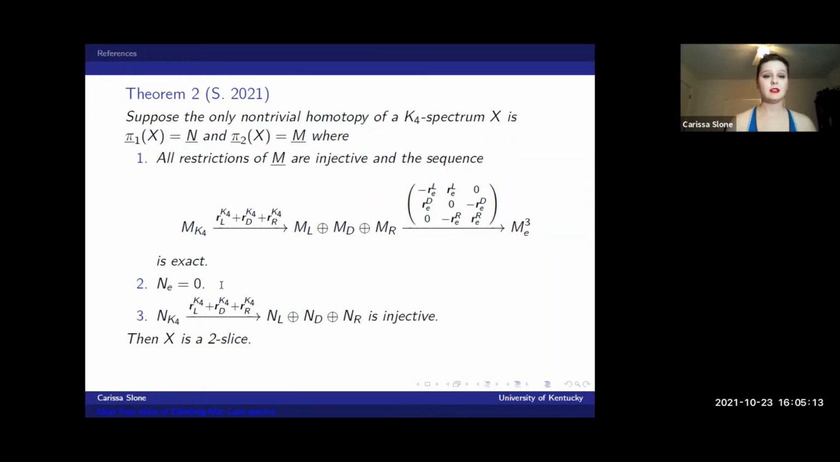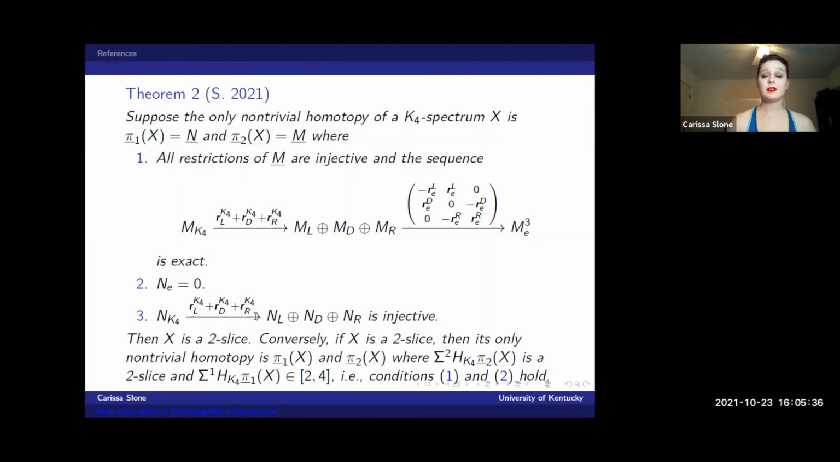Our second condition is that the group at the bottom of our pi1 is 0. And then our third condition is that when we map from NK4 to NL plus ND plus NR via the sum of the upper restrictions, that map needs to be injective. If all 3 of these conditions are met, then X is a 2 slice. Conversely, if X is a 2 slice, then its only non-trivial homotopy is pi1 of X and pi2 of X.